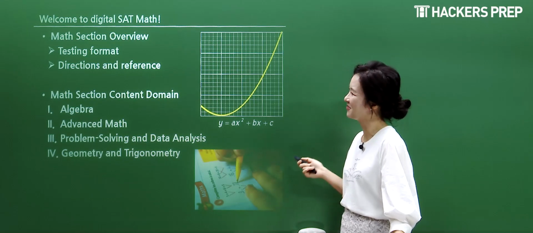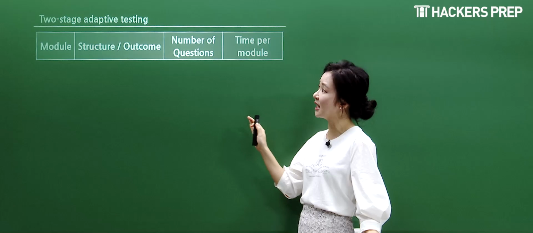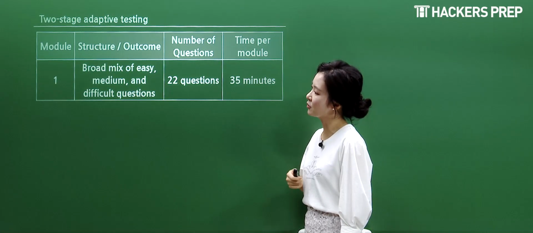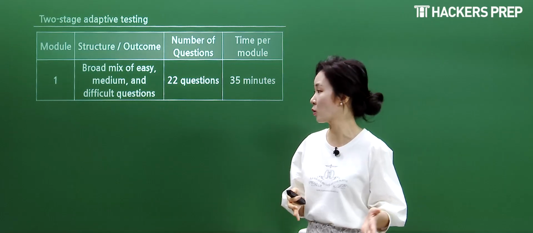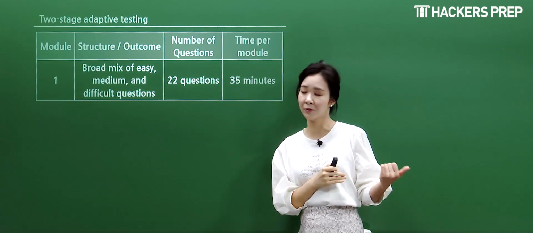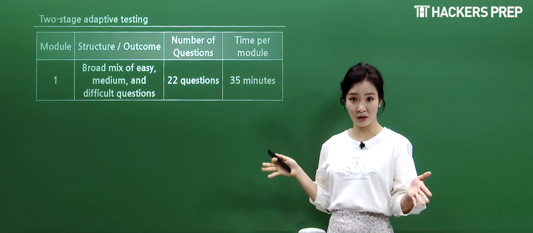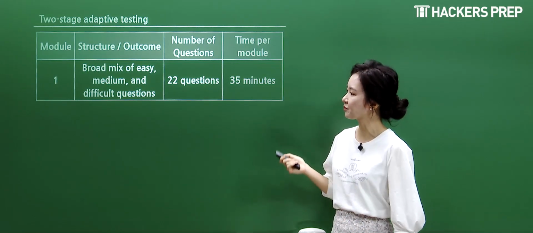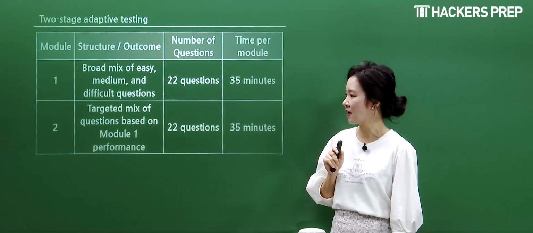Great, let's get started. So, digital SAT math is a 2-stage adaptive testing. In the first module, it's going to be a broad mix of easy, medium, and difficult questions in that specific order. And it will have a total of 22 questions that you'll be given in a time period of 35 minutes.